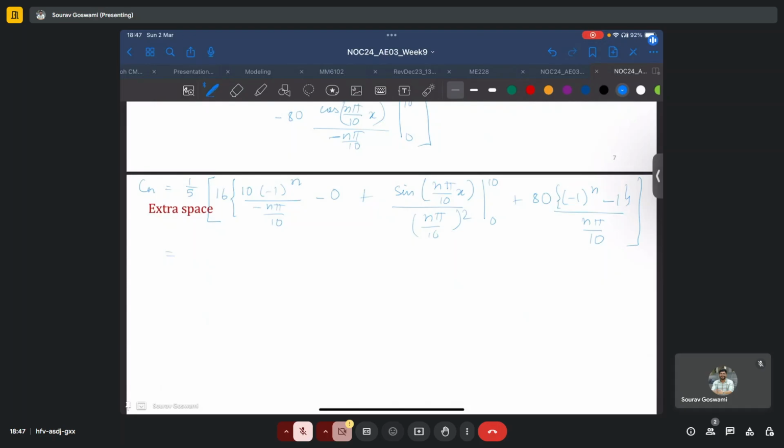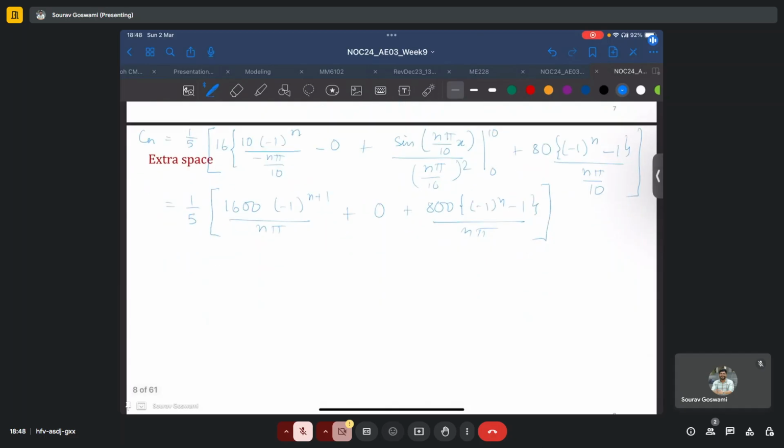Now for the second term here, we see that sin n pi is also 0 and sin 0 is also 0. So we only have the first and third term surviving. This is 1600 times minus 1 power n plus 1 by n pi. The second term is 0. So the third term in this case is simply 0. And we have 800 times minus 1 power n minus 1 by n pi.